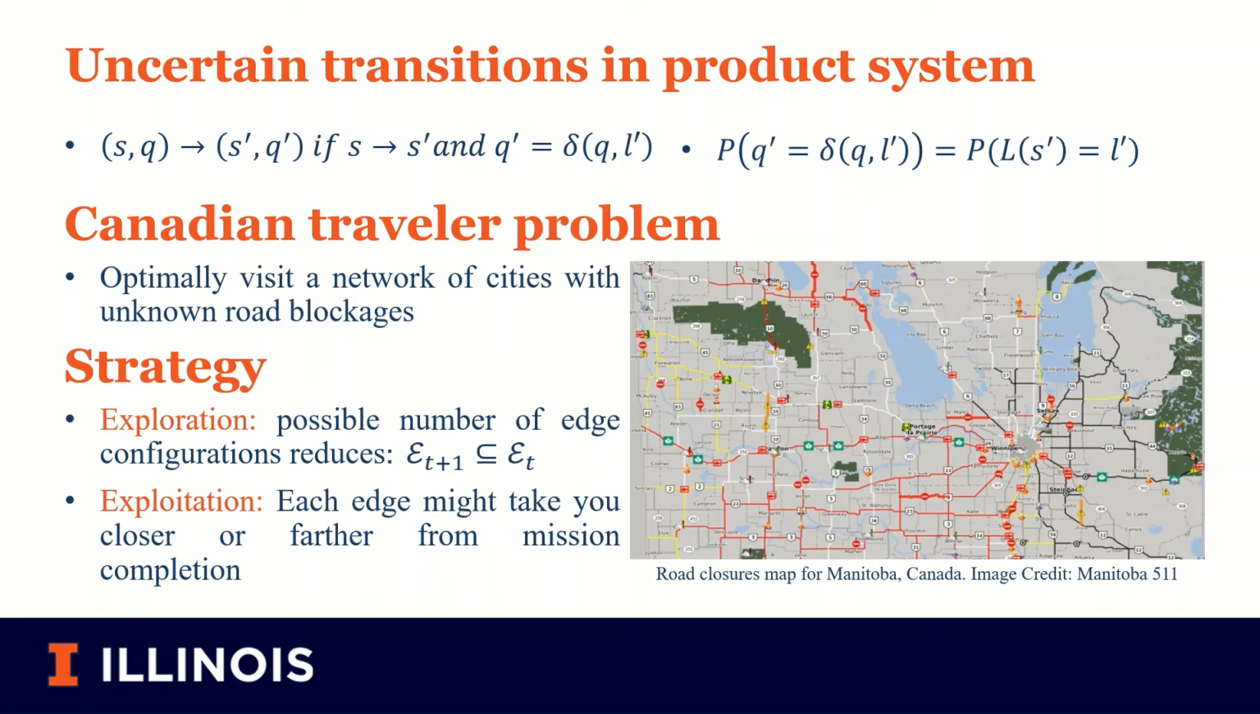So, as you move on the environment, you discover more about the existence of edges on the map, and that leads you to explore the environment. And you also need to exploit because your eventual goal is to satisfy the mission specification, and each edge might take you closer to the mission or farther away from the mission.